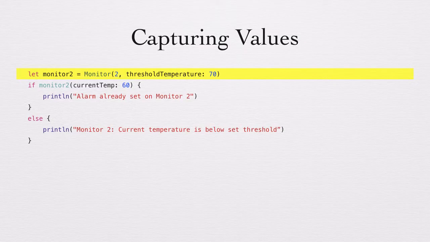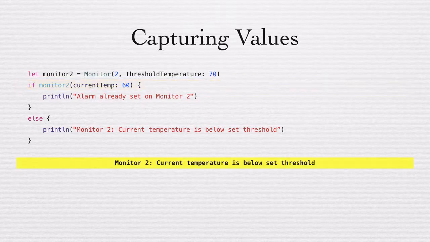The monitor2 now refers to another closure instance with index value of 2 and threshold set to 70. You can verify this by calling the closure using this new reference. This time the function call would return true, clearly indicating that this instance of closure is different than the earlier instance where the threshold was set to 40. You would now see the output shown here.